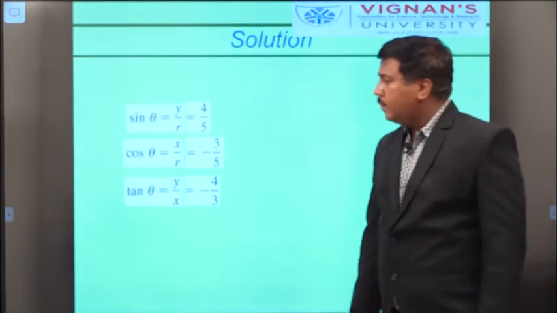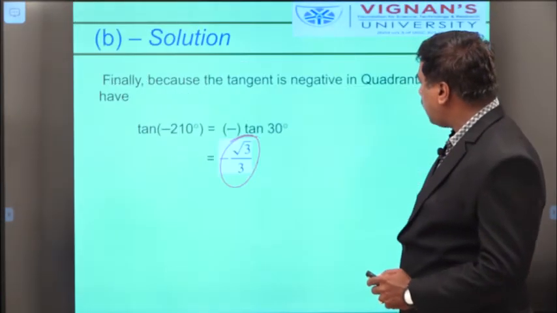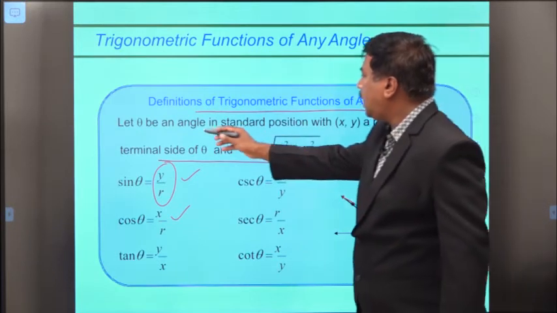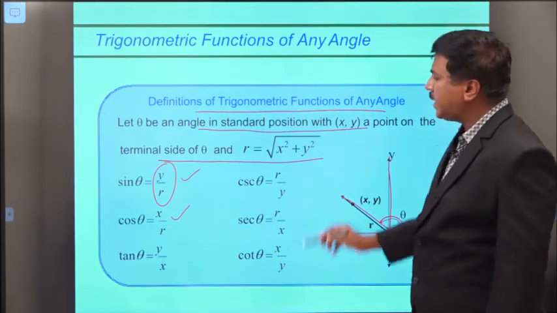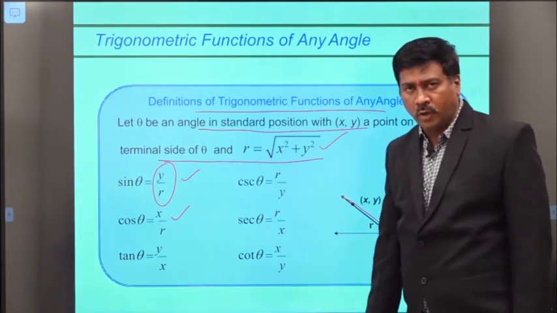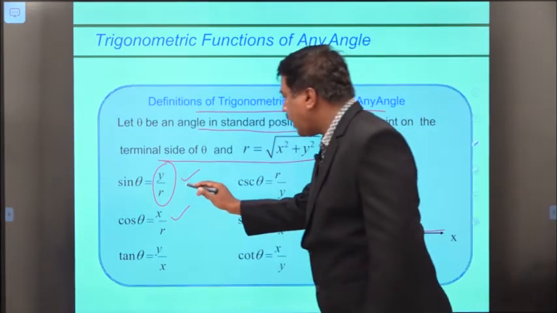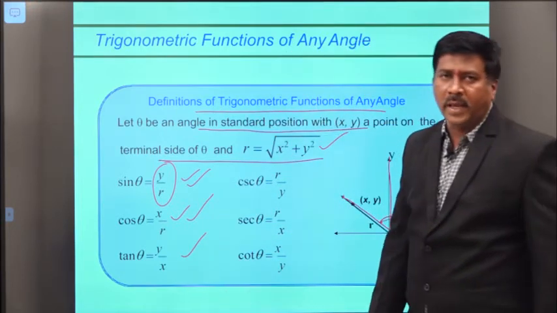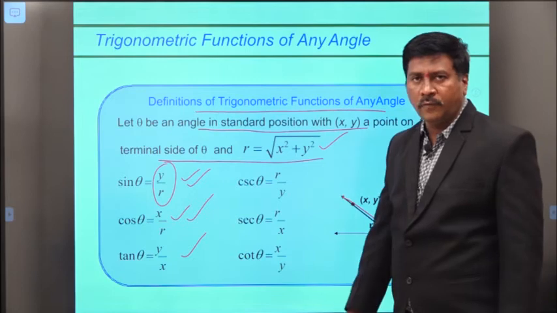Whatever we have to learn, because the point lies in the coordinate plane, please see this. Let theta be an angle for the position x comma y, then r is equal to square root of x square plus y square, the hypotenuse. Then we have to consider sine theta equal to y by r, cos theta equal to x by r and tan theta equal to y by x. These are the formulas. Please all of you remember this.